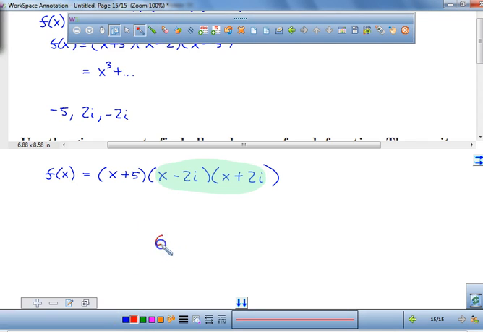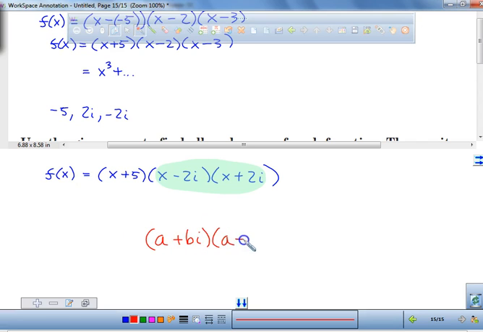I want you to use this as your example: a plus bi times a minus bi. And we're going to use something you should already know, which is called the difference of squares. You should already know a certain pattern at this point in your mathematical existence. This is called a difference of squares. What does this multiply together to equal? This becomes an x squared minus a 1.